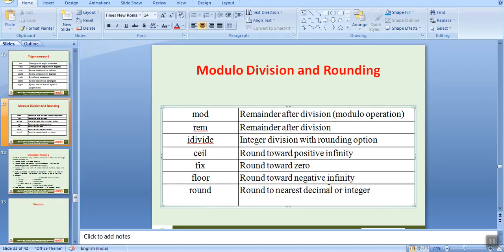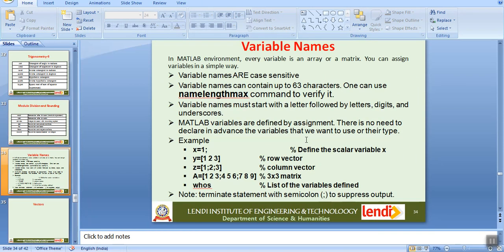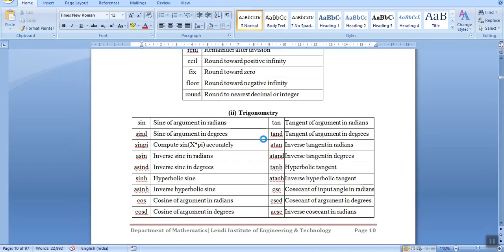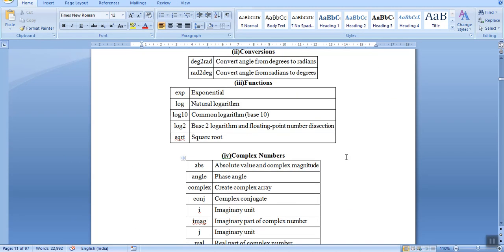So here we will discuss total very important functions: ceiling function, fix function, floor function, mod function, remainder. All these things are very important for programming purposes. Okay, this is totally different, we will discuss later. Now coming to the next topic, variables. What is a variable and what about variables, we will discuss later. Okay, now some practice questions.